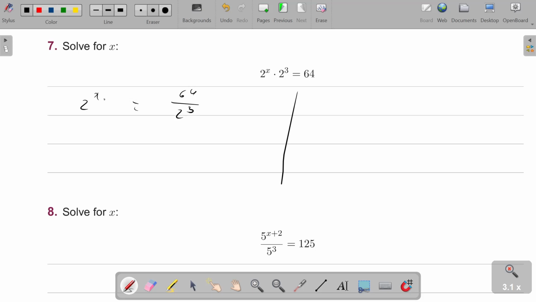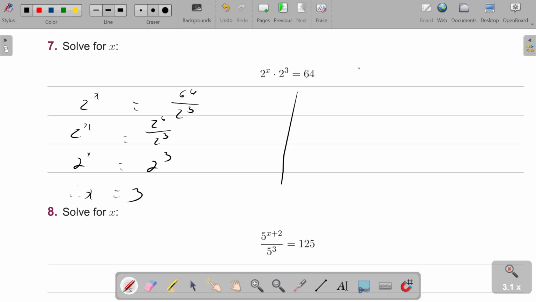So in other words, I'm bringing the 2 to the power of 3 to the other side, right? That's 2 to the power of x is equal to, well, 64. Instead of 64, I can say, I think about every time, 2 to the power of 6. 2 to the power of 6 divided by 2 to the power of 3. And then obviously I'm dividing, so I'm going to subtract the exponents. That'll be 2 to the power of 3. And therefore, x is equal to 3.